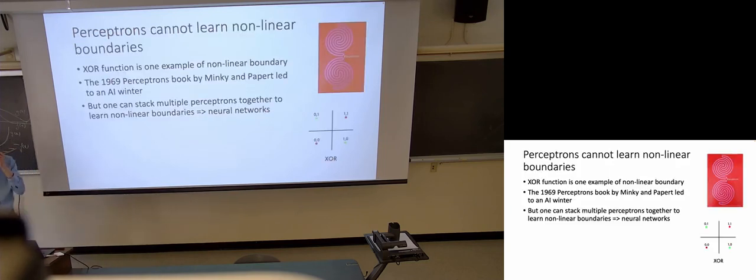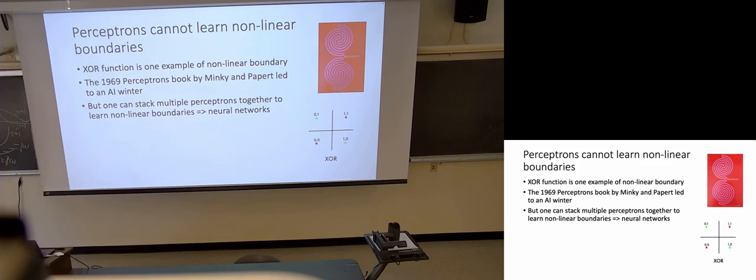So one thing to really note here, and this is again a bit of history, is that these perceptrons cannot learn nonlinear boundaries. So basically this is all a linear separation problem. So for some problems that are nonlinear, the perceptron will not be able to fix them.